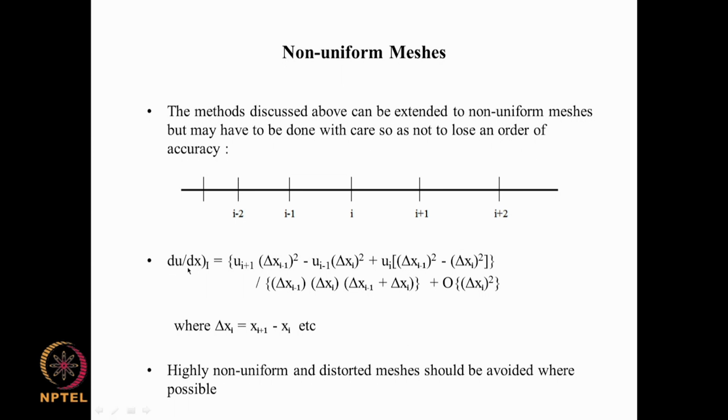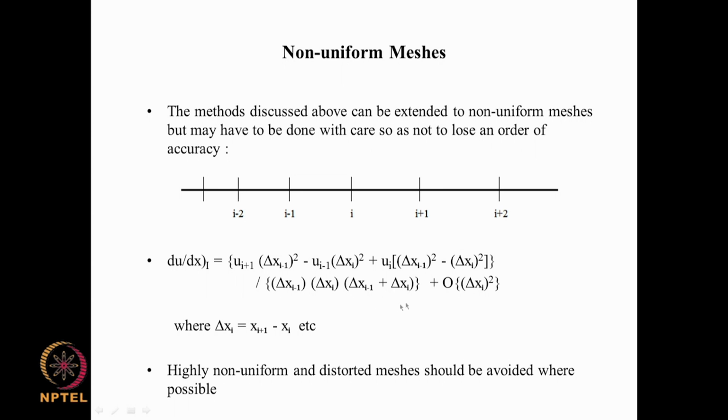For example, the second derivative d2u by dx2 at i is now expressed, in the simplest case, as ui plus 1 minus 2 ui plus ui minus 1 by delta x square, but in this particular case it is ui plus 1 times delta x i minus 1 whole square minus ui minus 1 times delta xi whole square. You can see that we had to multiply the expansion of this with delta x i minus 1 and multiply this by delta xi and then do further manipulations. That is how this is coming here, plus ui times delta x i minus 1 minus delta xi whole square, divided by delta x i minus 1 times delta xi times delta xi plus 1 plus delta xi.